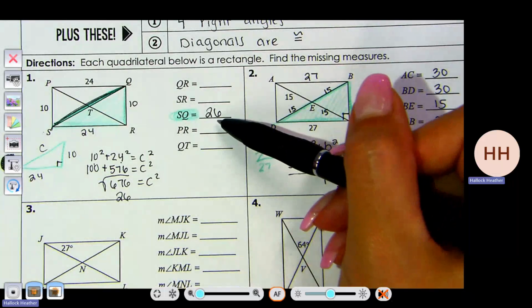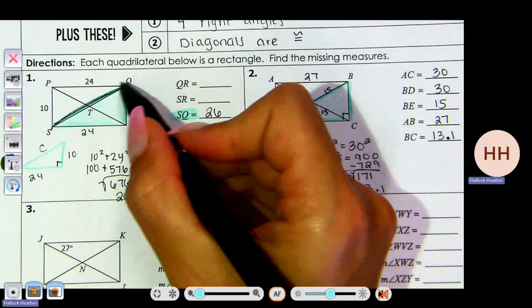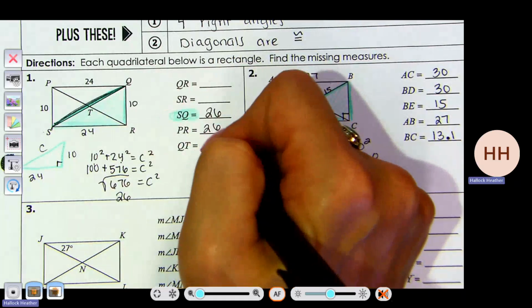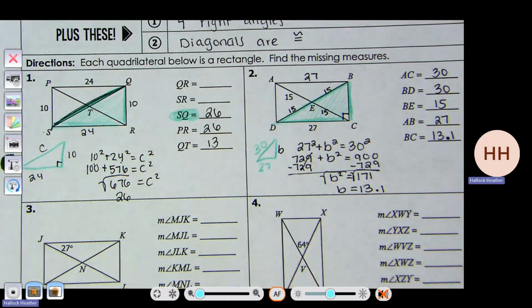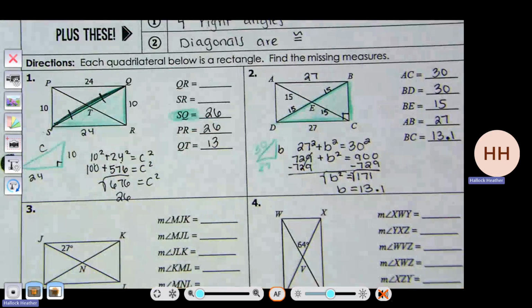So what's P to R? 26. And then what's half of your diagonal? 13. Because you're cutting it in half. The whole thing's 26. That piece, because this splits it into 2, makes 13 and 13. Okay, so side length. When you have 90 degrees, you're going to use Pythagorean theorem to find missing side lengths.